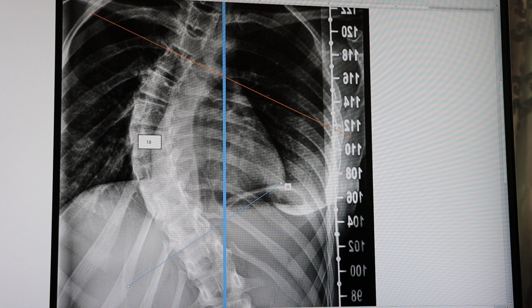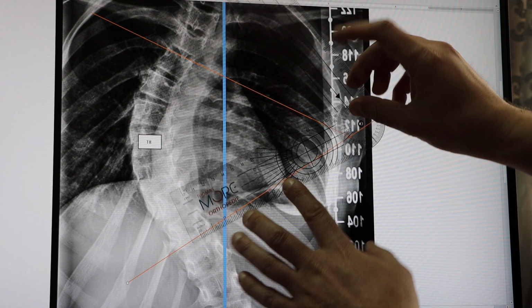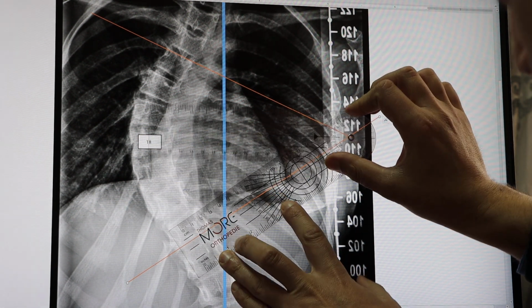So this is the line, and this is the most tilted vertebra. Now, in this scenario, I don't need to go any further in identifying the Cobb angle, because now these two lines have touched each other and an angle has been formed between them, and now I can measure the Cobb angle here.